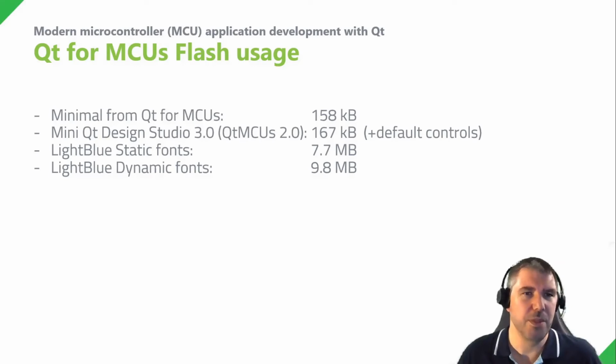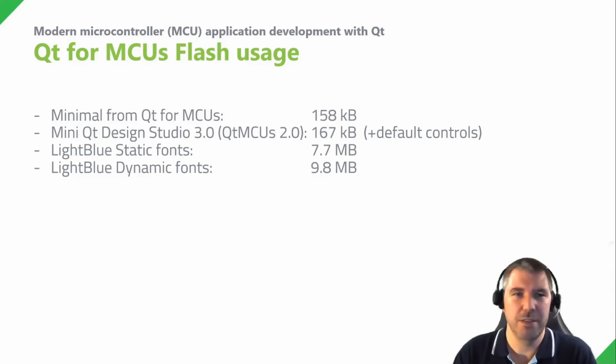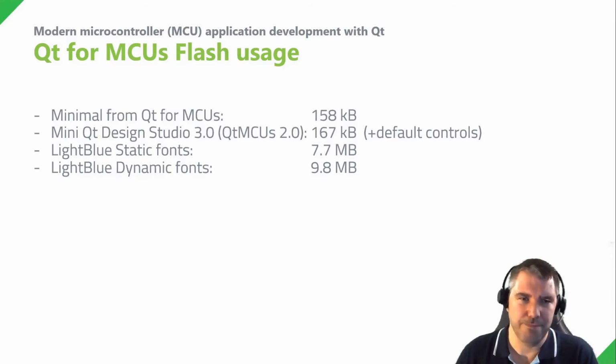Okay, so the minimal project uses a size of 160 kilobytes. The mini Qt Design Studio 3 uses a bit more because it embeds the default controls. And the light blue with static fonts consumes 7.7 megabytes, and the light blue with dynamic fonts is using a bit less than 10 megabytes.